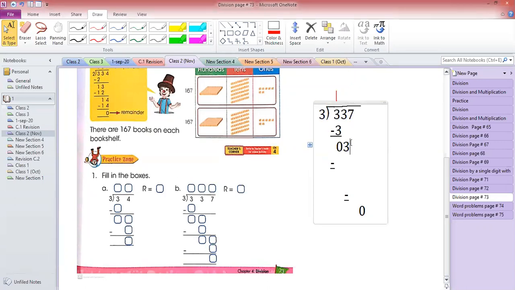This is 3 now. Again, check the table of 3, whether 3 comes in the table of 3 or not. How many 3s are there in 3? Check this. This is also 3. 3 multiplied by what number will give you 3?